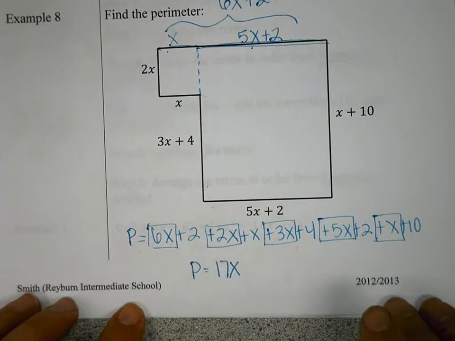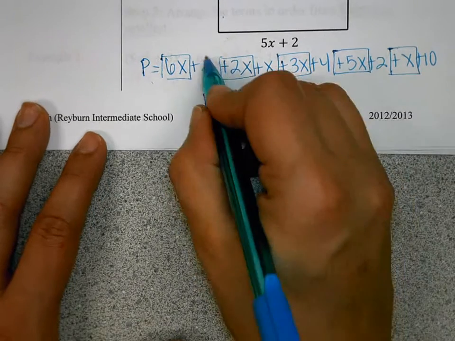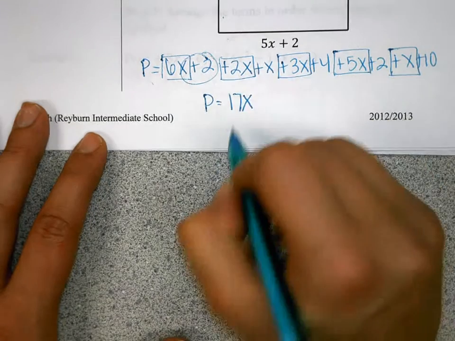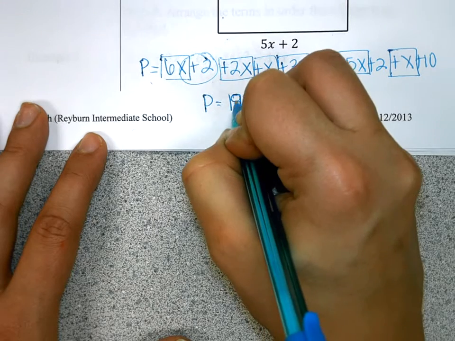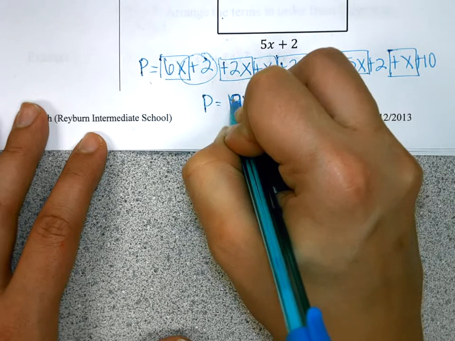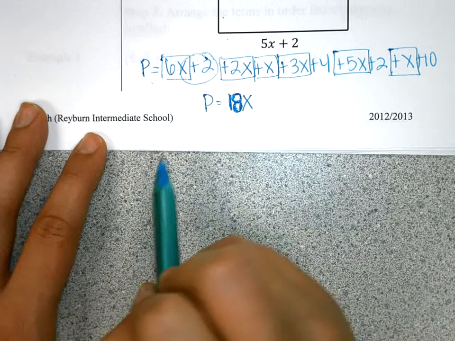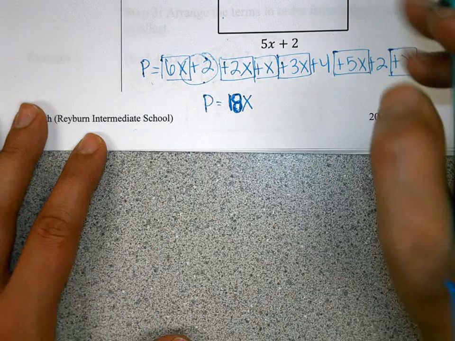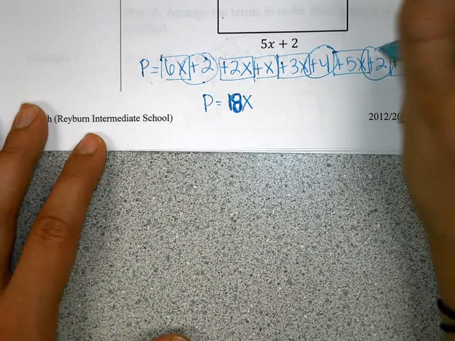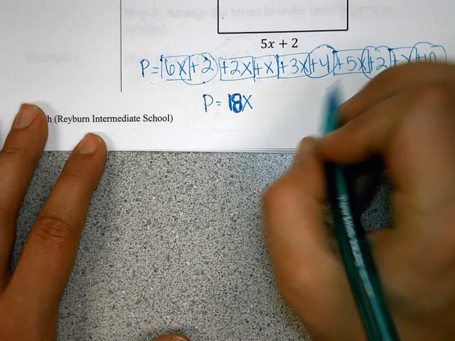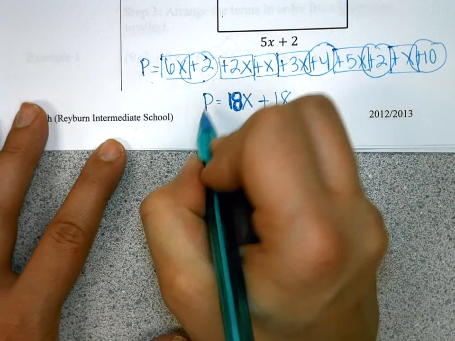And then we can add up all of our numbers. So I missed an x. So plus another x gives me 18x. Now let's add our numbers. So we have 2 plus 4, which gives me 6, plus 2, which gives me 8, plus 10 gives me 18. So 18x plus 18 is our perimeter.